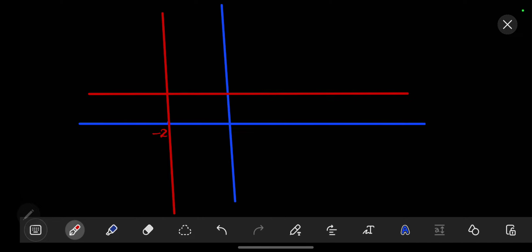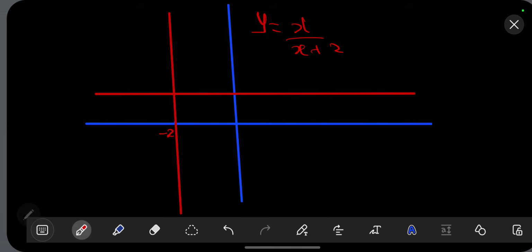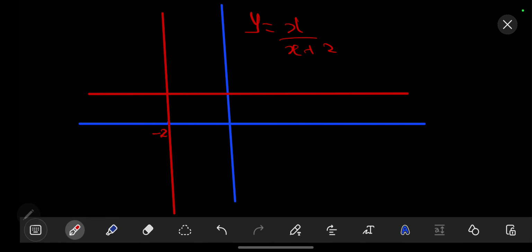Then we are going to ask ourselves, what is the behavior of this graph as it approaches the asymptote? Our equation was y equal to x over x plus 2. Let's say we put our x value to be equal to 0. We are going to have y equal to 0 over 0 plus 2, which will be just equal to 0. So if x is equal to 0, y will also be equal to 0.